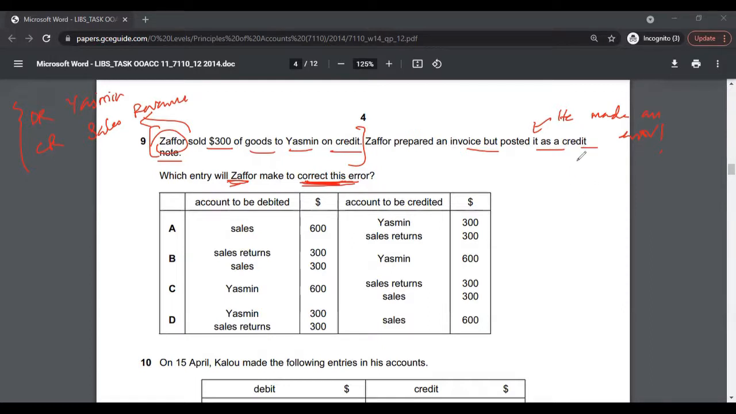So he increased the sales return. Now you have to decrease the sales return, right? So of course, there is going to be a debit to the customer, then credit sales return, because you have to reduce that sales return amount, and then credit the sales revenue as well, right? So this would be the entry. So 600, 300, and then 300. So the answer to multiple choice 9 is option C. This is the entry here.